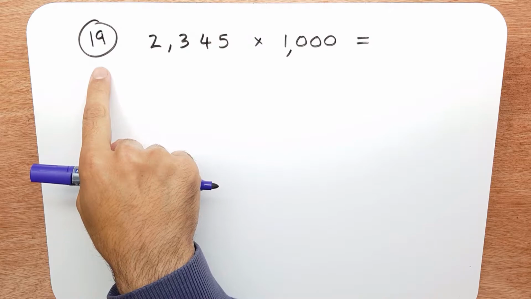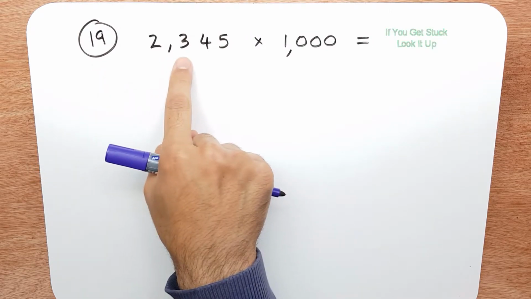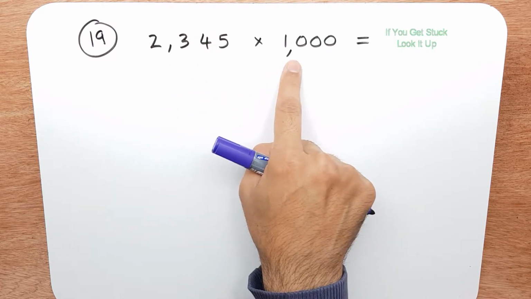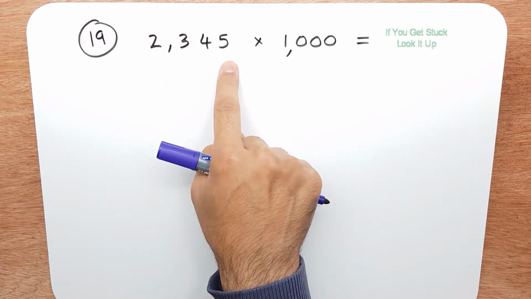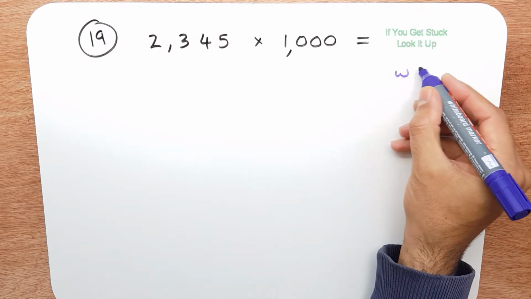Question 19, we're told to multiply 2,345 by 1,000. Now this is a whole number and we're multiplying by 1,000. So we have a whole number.